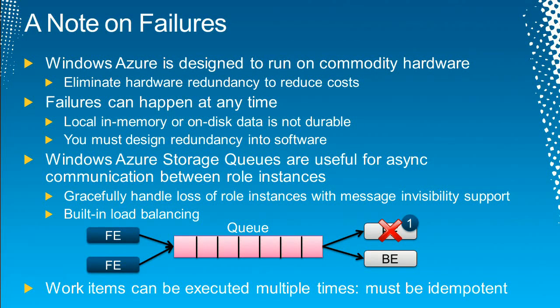The question is, when items were first invisible and then become visible again, how does it affect the order of the work items in the queue? You have to assume that the order is non-deterministic.